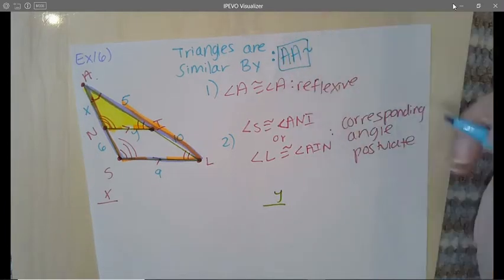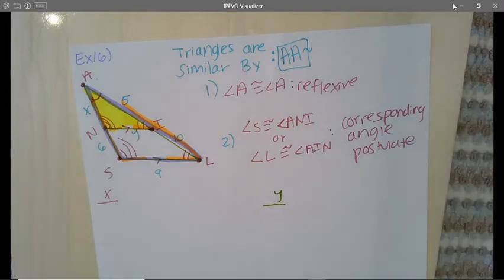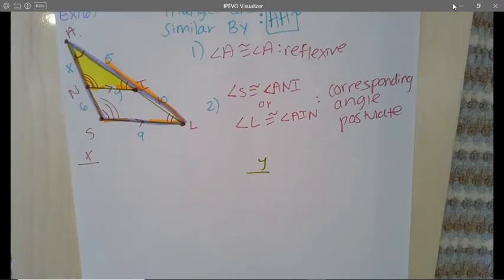Nice. Sorry guys, I meant to draw a box around it, but you know, it's okay. Okay, so now that we know the triangles are similar, guess what that means? It means that our sides are proportionate. So I can set up proportions to solve for x and y. Okay, so I'm going to go ahead and set up for my x and my y.